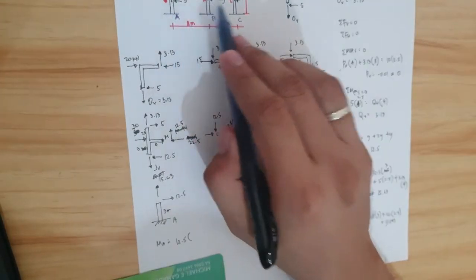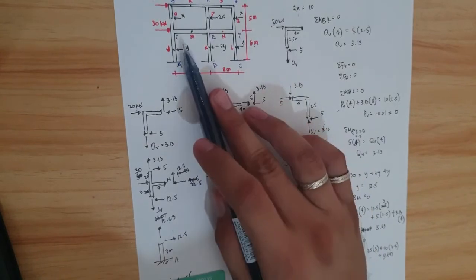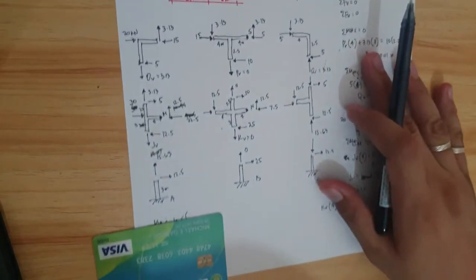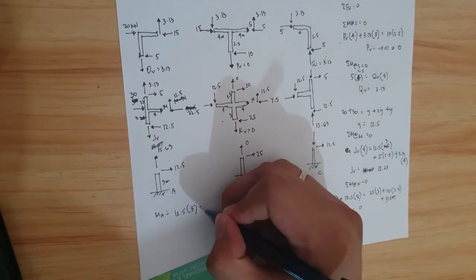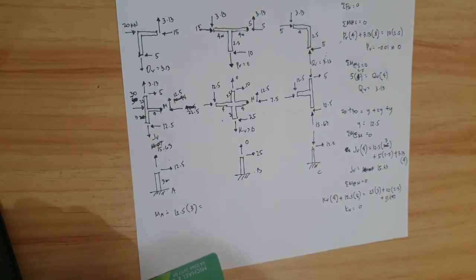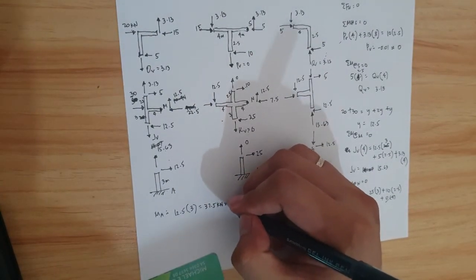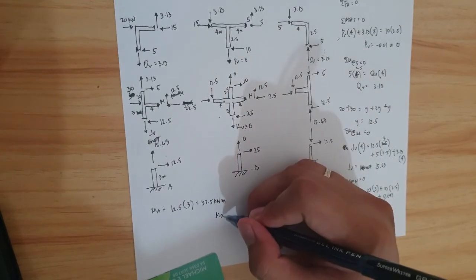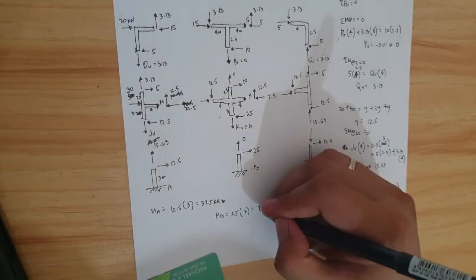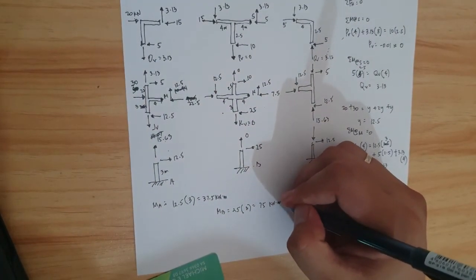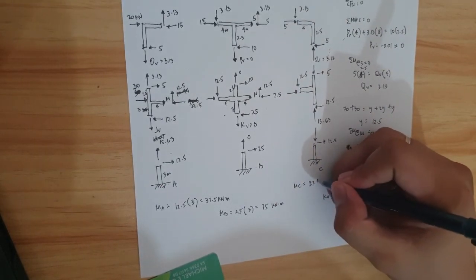If you are asked what is the moment at A, that is 12.5 times 3 meters, half of your 6 meters. So moment at A is 12.5 times 3. So you have 37.5 kilonewton meter. Moment at B is 25 times 3 meters. We have 75 kilonewton meter. And moment at C is 37.5.